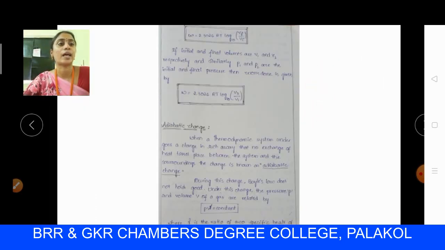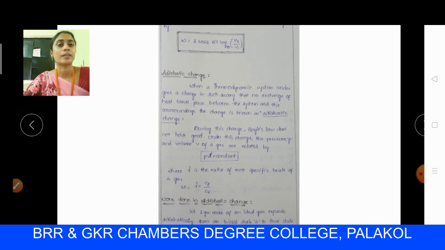If we want to write it in base 10, we multiply with a constant, so W is equal to 2.3026 RT log Vf by Vi to the base 10. If the initial and final volumes are V1 and V2 respectively, and similarly P1 and P2 are the initial and final pressures, then the work done is given by W equal to 2.3026 RT log V2 by V1 to the base 10. So in isothermal process we can observe that the temperature remains constant when a thermodynamical system undergoes isothermal change.